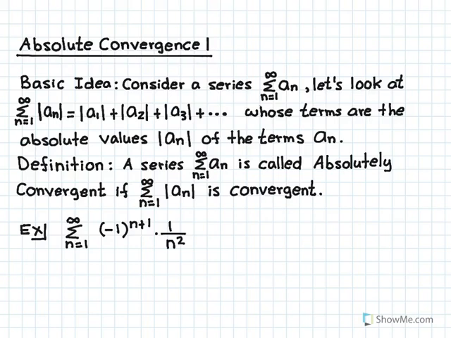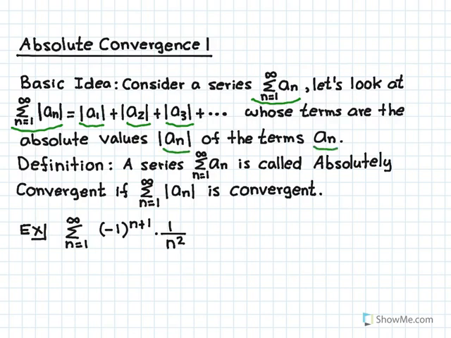In this video, we're going to look at the concept of absolute convergence. The basic idea is to consider a series, the summation from n equals 1 to infinity of a sub n. Let's look at the summation from n equals 1 to infinity of the absolute value of a sub n. That means we're taking the absolute value of every term. So let's expand out the series. We get the absolute value of a sub 1 plus the absolute value of a sub 2 plus the absolute value of a sub 3 and so on. So these terms are the absolute values of the terms a sub n.